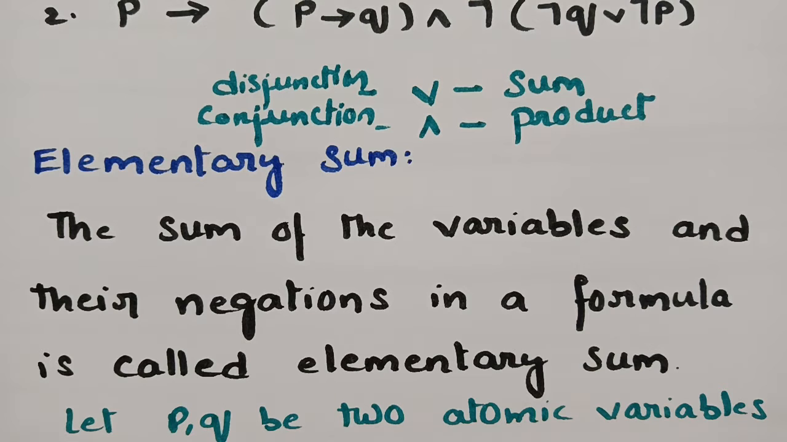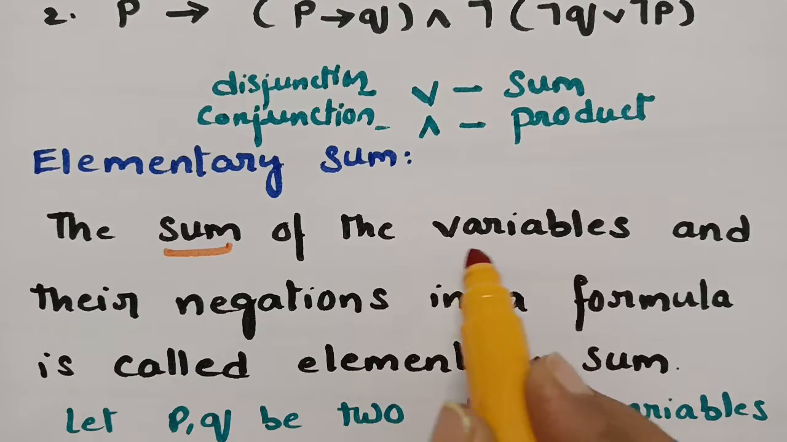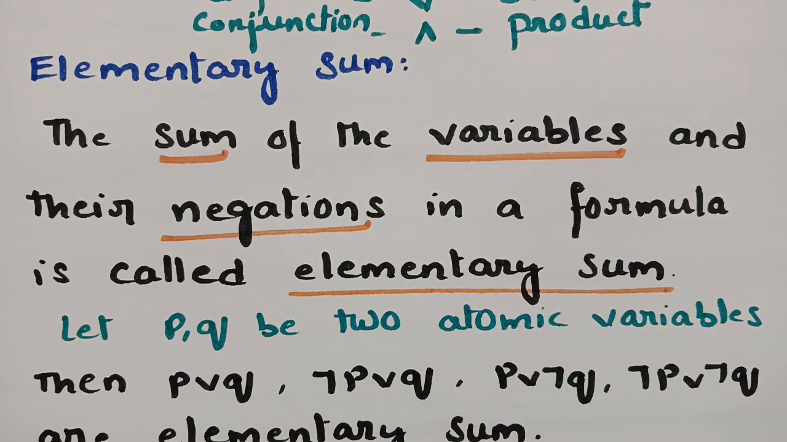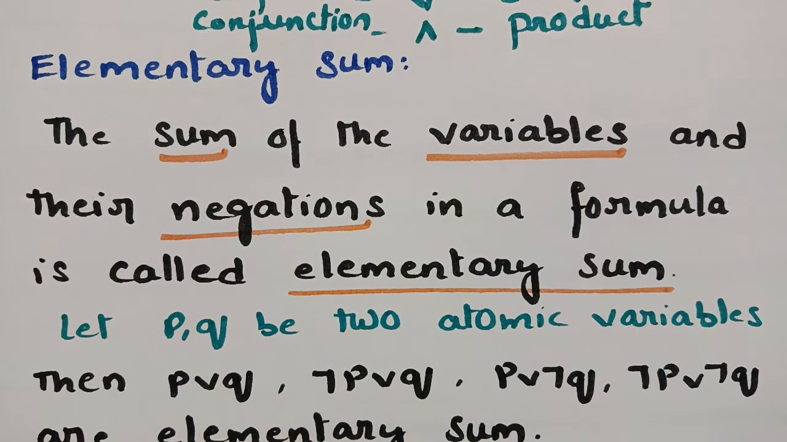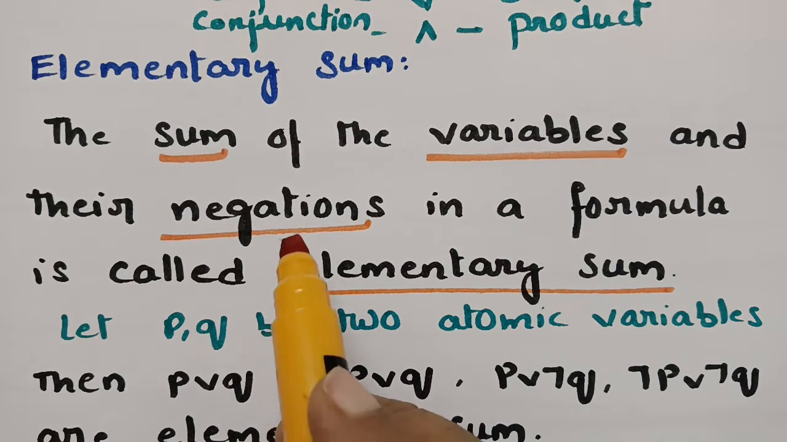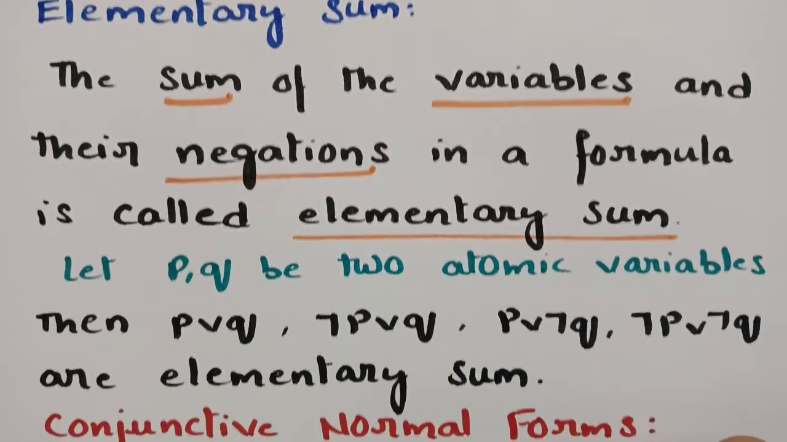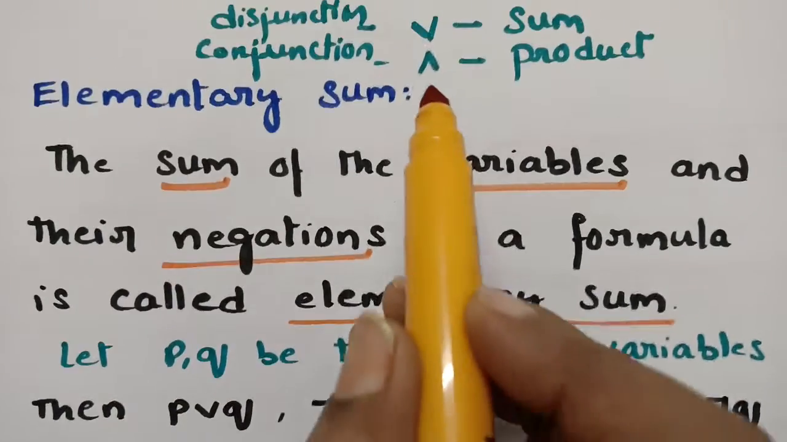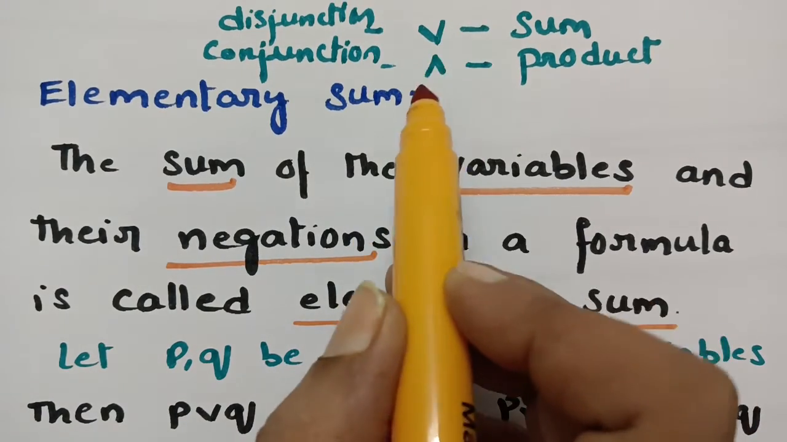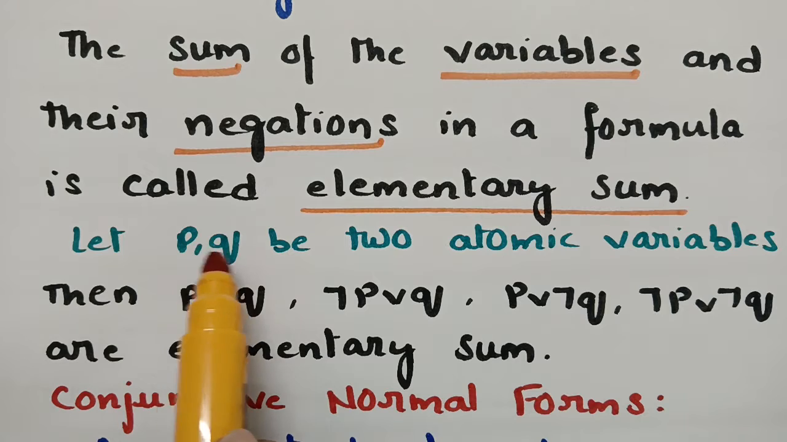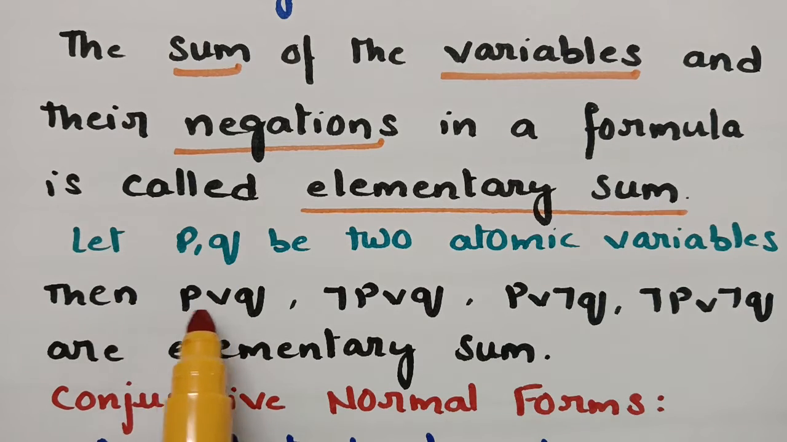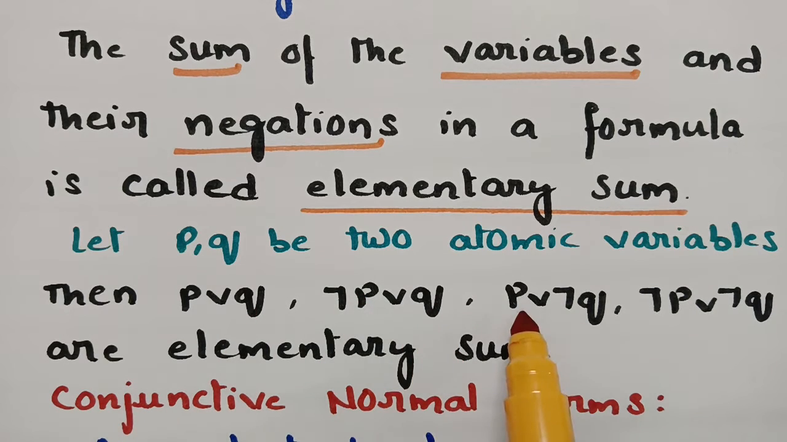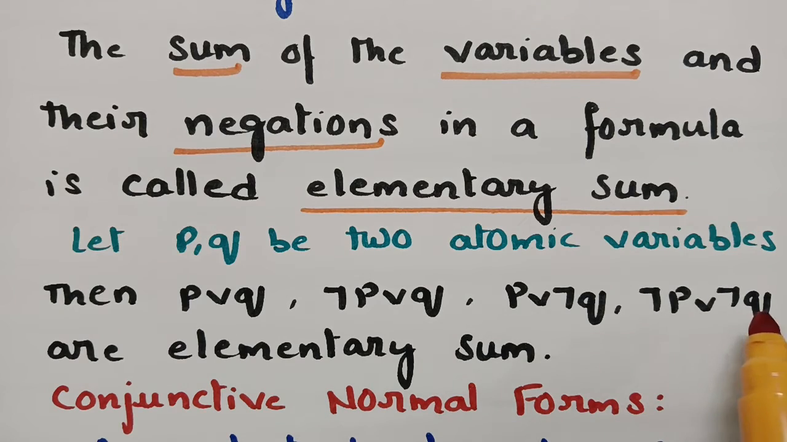What is this elementary sum? The sum of the variables and their negations in a formula is called an elementary sum. What are the variables? The propositions P, Q, R and so on are all the variables, and negation is the negative statement. Let P and Q be two atomic variables. If you take two variables, the sum is represented by this symbol, cup, and this is cap. The sum of these two can be represented as P or Q, negation P or Q, P or negation Q, and negation P or negation Q.